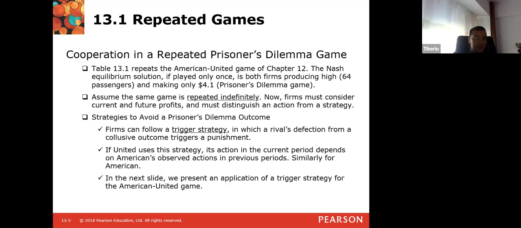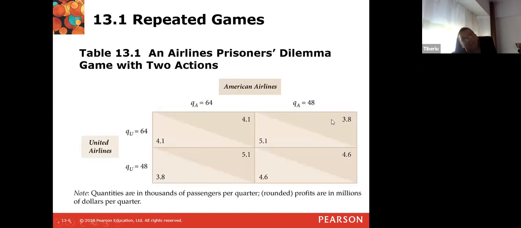Strategies to avoid the prisoner's dilemma outcome. Firms can follow a trigger strategy in which a rival's defection from a collusive outcome triggers a punishment. If United used this strategy, its action in the current period depends on American's observed actions in previous periods. Similarly for American. In the next slide, we present an application of a trigger strategy for the American-United game. So we have here an airline's prisoner's dilemma game with two actions.